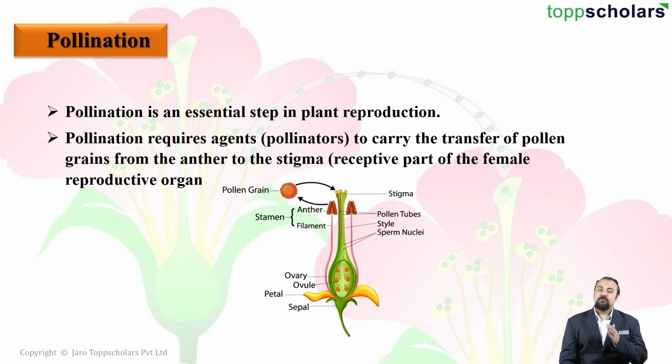Now students, for this particular transfer, it requires certain agents. These agents are called the pollination agents or the pollinators. Okay students, so pollination requires agents known as pollinators to carry the transfer of pollen grains from the anther to the stigma, which is the receptive part of the female reproductive organ.